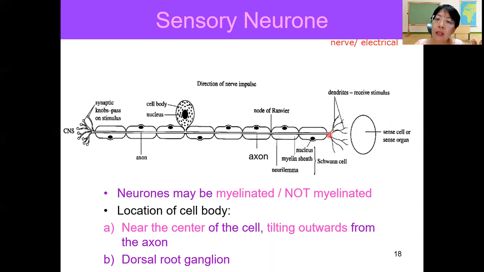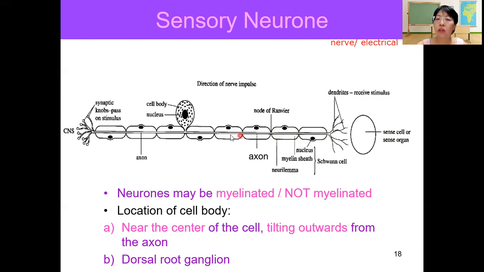And this is the tip of the neuron that's nearest to the sense cell or sense organ. It's actually branched. Each of the branches is called a dendrite, so these are called dendrites. The dendrite is at the beginning end of the neuron, which receives stimulus. Then all the branches fuse together to form a very long strand.